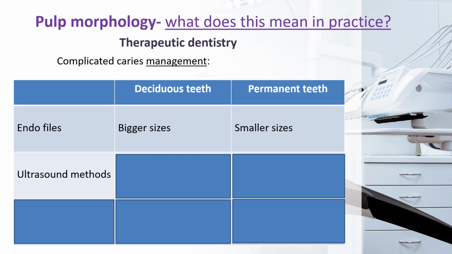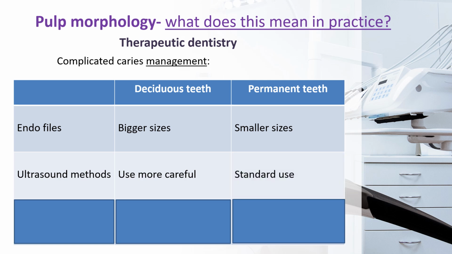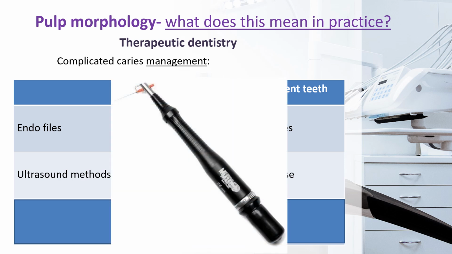Ultrasound methods of root canal treatment. We must use this method more carefully in temporary teeth complicated caries treatment, but it is standard in case of permanent root canal treatment. They are shown an ultrasound device from Mega company. I have used this device for many years with great pleasure.